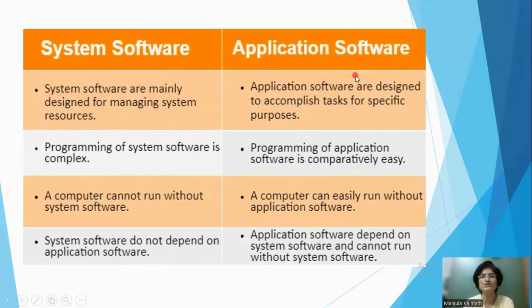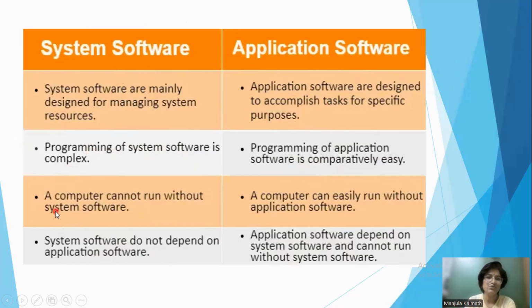Then application software is designed to accomplish tasks for a specific purpose. Means here we have users who will be developing their own software as per the requirement for a specific task. These are for the application purpose, and these are dedicated and these are non-dedicated. Then programming of system software is complex. Programming of application software is very easy. Even though we are experts in a particular programming language, it is very difficult to understand the code written for the system software.